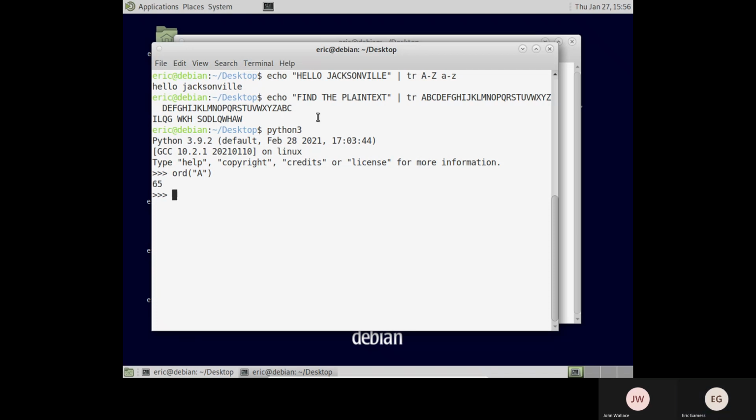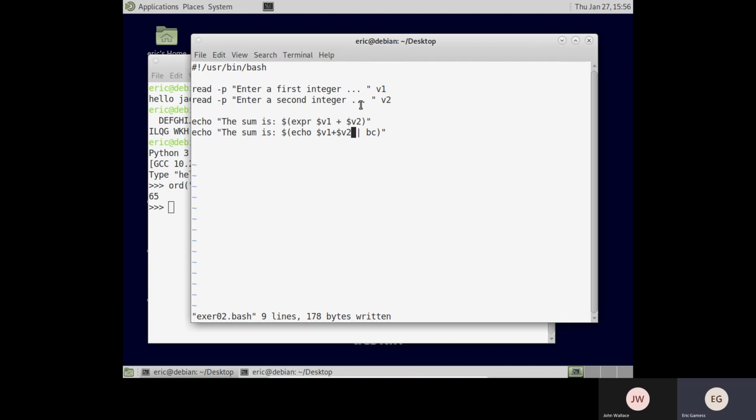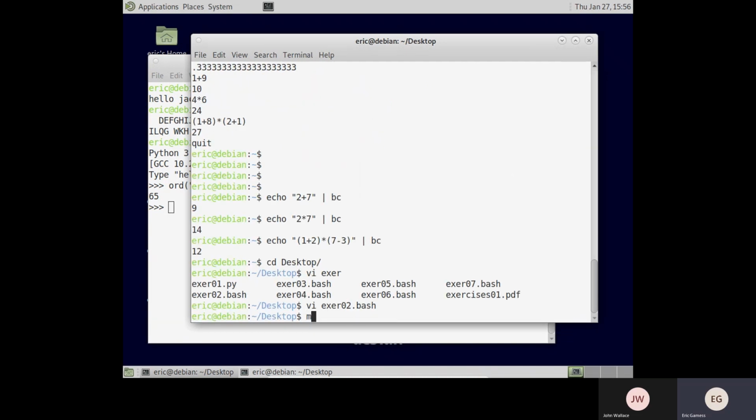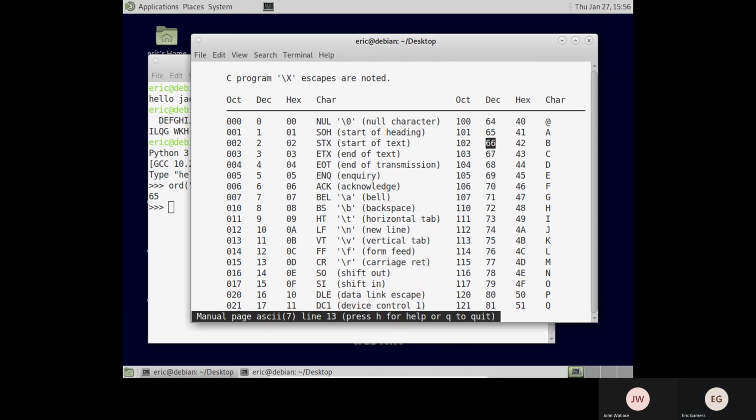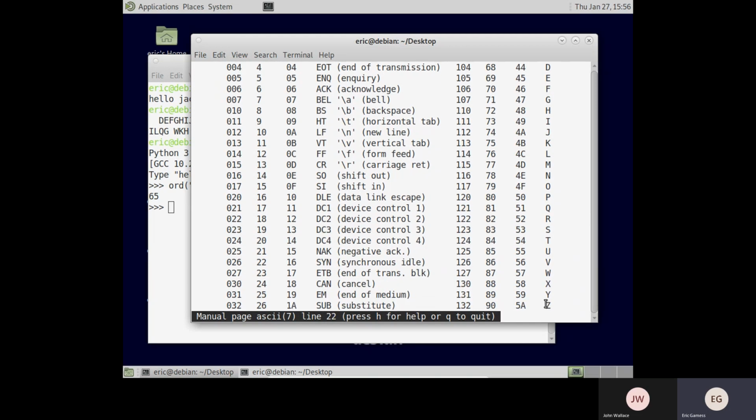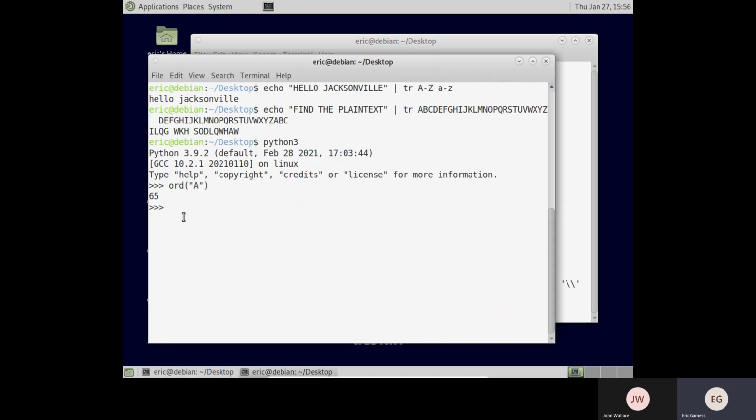Look, you know the ASCII table, no? For example, they say that for A, the ASCII code is 65. B, the ASCII code is 66. Up to Z, the ASCII code is 90, as you can see, no? So if I ask, what is the ASCII code of capital Z? 90. So we do have a function in Python to go from a character to the ASCII code.